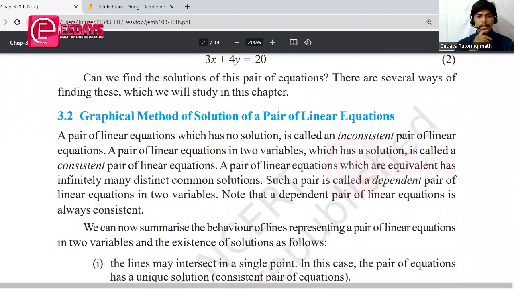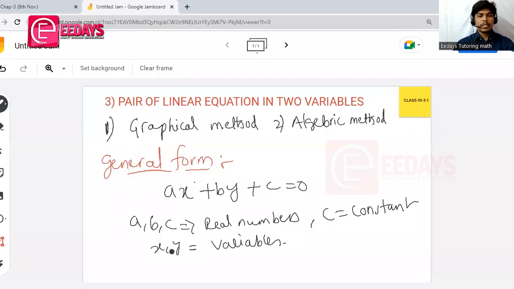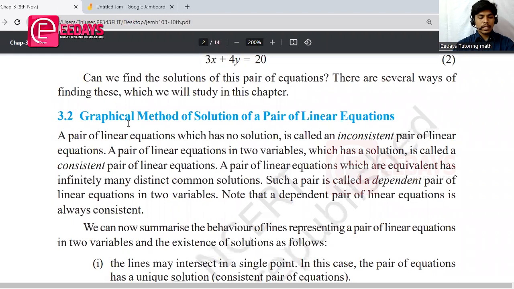For inconsistent, a pair of linear equations has no solution. If there is no solution, we call it inconsistent. So mark each and every important point. A pair of linear equations has two variables. What are the two variables? That is x, y.